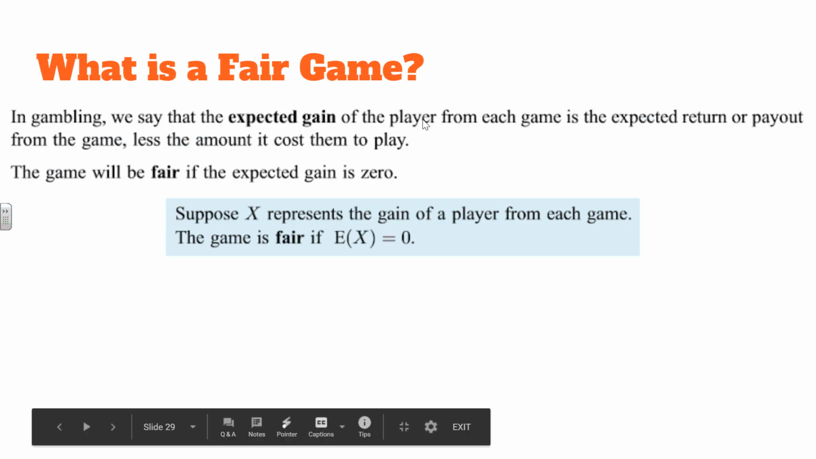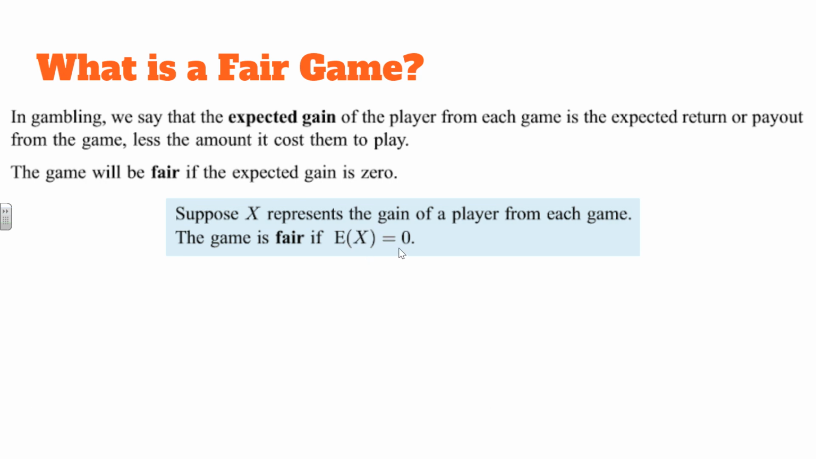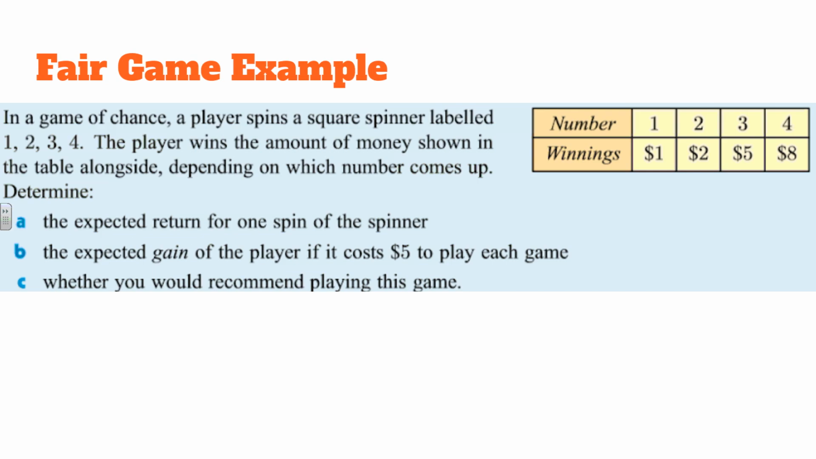A fair game. The idea of a fair game is when the expected value is 0. So it's fair because the person playing is not expected to lose money, and the person running the game is not expected to lose money either. Obviously, casinos do not play fair games. They play games that favor the house. Let's take a look at this example here.